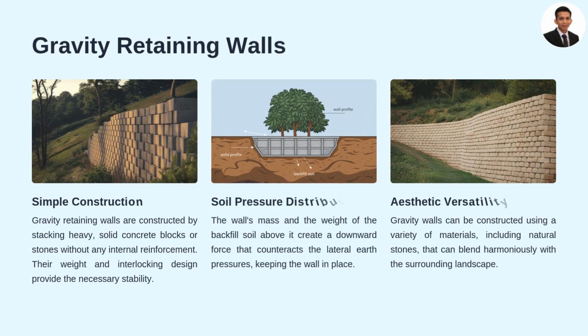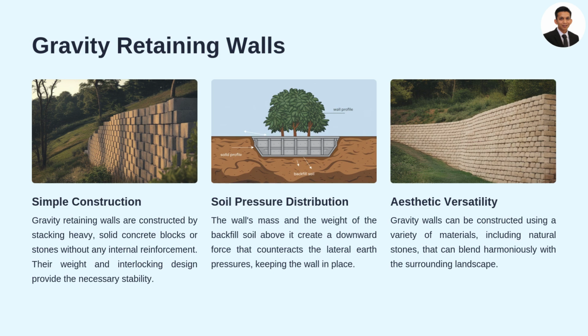Gravity retaining walls. Gravity retaining walls are among the oldest and simplest types of retaining structures. Stability comes from the mass of the wall and its wide base, constructed using heavy materials like stone or precast concrete blocks. Advantages: easy to construct with minimal equipment and aesthetic flexibility. Natural stones blend with the environment.